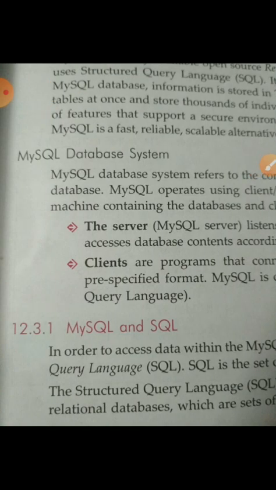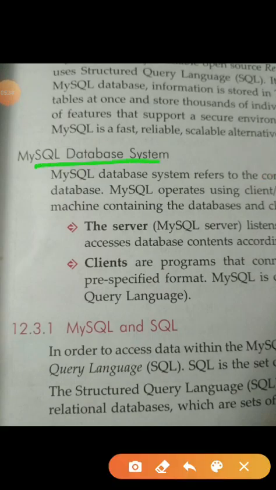Now these are the basic MySQL database concepts. Okay, in a MySQL database system we learn two concepts, client and server. A MySQL database refers to the combination of the MySQL server instance and the MySQL database. MySQL operates using a client-server architecture, in which the server runs on the machine containing the database and the clients connect to the server over the internet. A server listens to the client request.